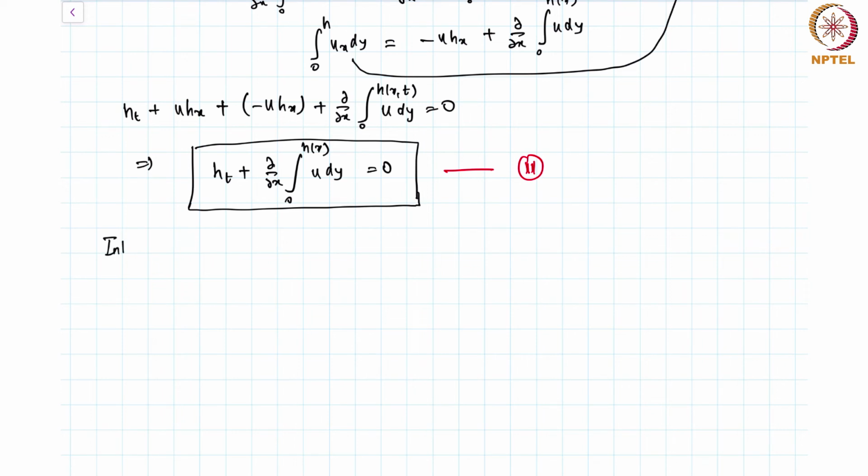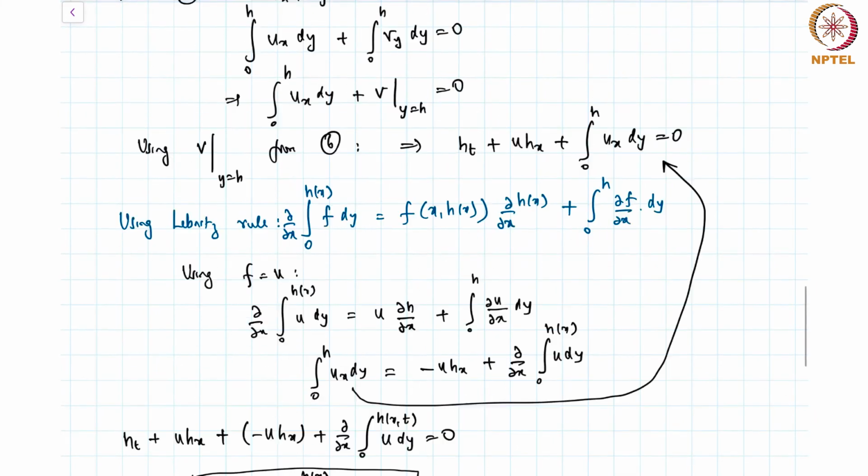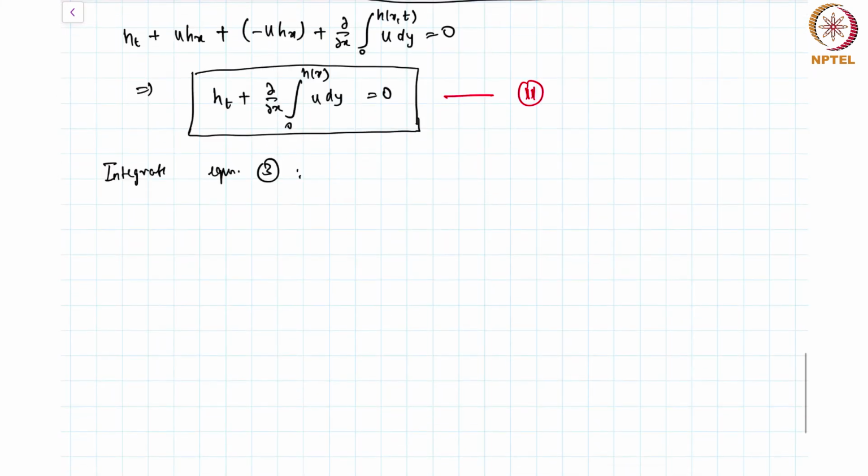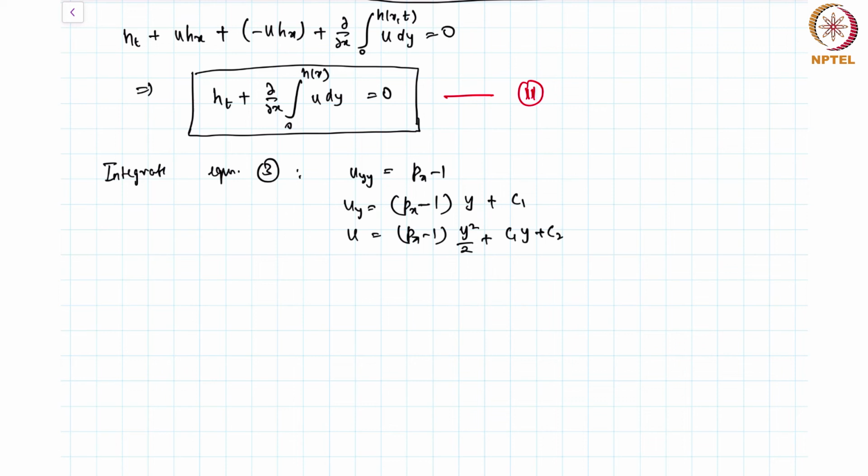Now we can do some more things. We can integrate equation number 3. What was equation number 3 for us? It was p_x plus u_yy plus 1 is equal to u_yy plus 1. I will simply write it as u_yy is equal to p_x minus 1. So u_y will be p_x minus 1 into y plus c1, and u will be (p_x minus 1) y squared by 2 plus c1 y plus c2, right?